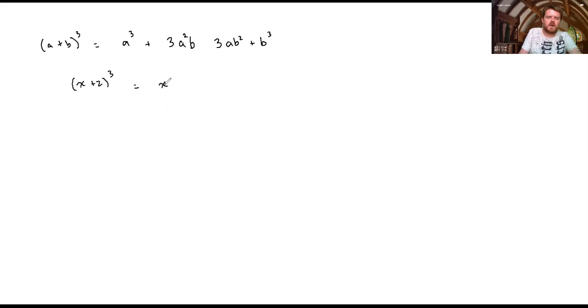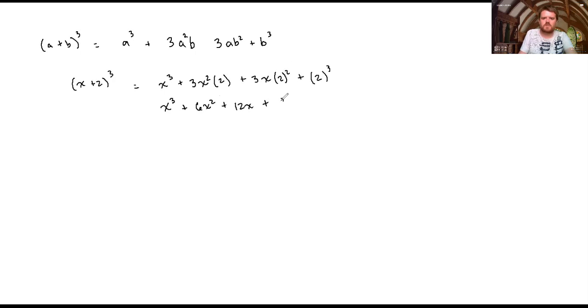So going through carefully, my first term cubed plus 3 times my second term squared times the first term plus 3 times my first term times my second term squared plus the last term cubed. Then it's just a matter of simplifying your coefficients. So 3 times 2, I get 6x squared. 2 squared is 4 times 3 gives me 12x. And then 2 cubed gives me 8.